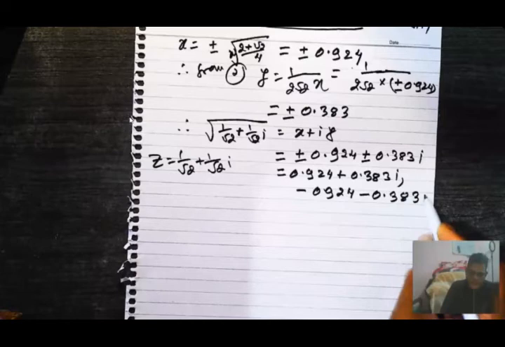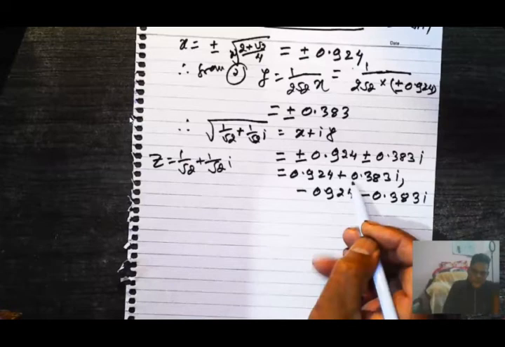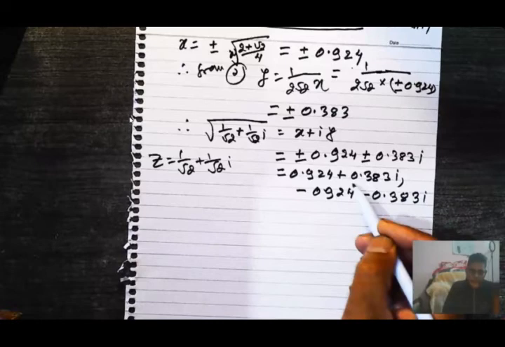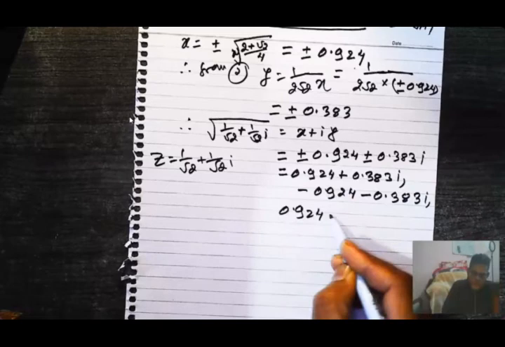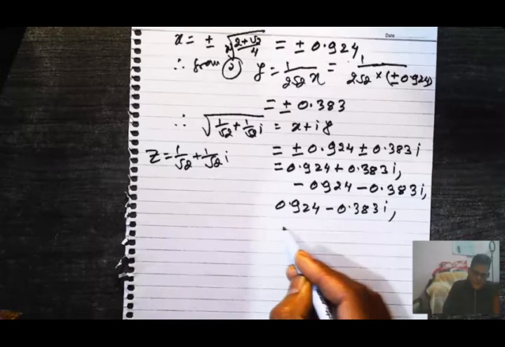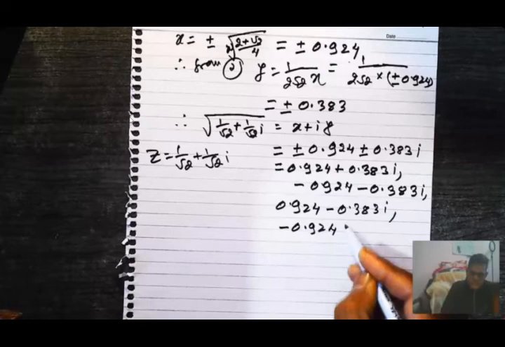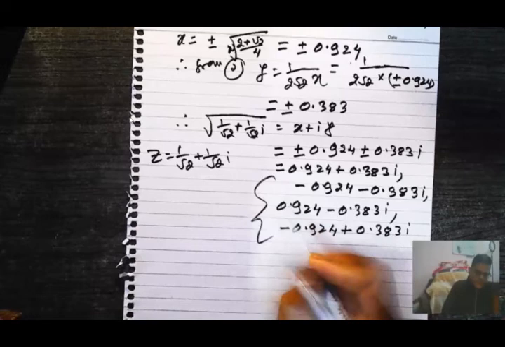Can you think of any other also? Because these are the numbers, you can take their conjugate also as a square root value. So the conjugate of this is 0.924 plus, then we write minus, 0.383 i, and the conjugate of the other number is minus 0.924 plus 0.383 i, and these are all the answers.